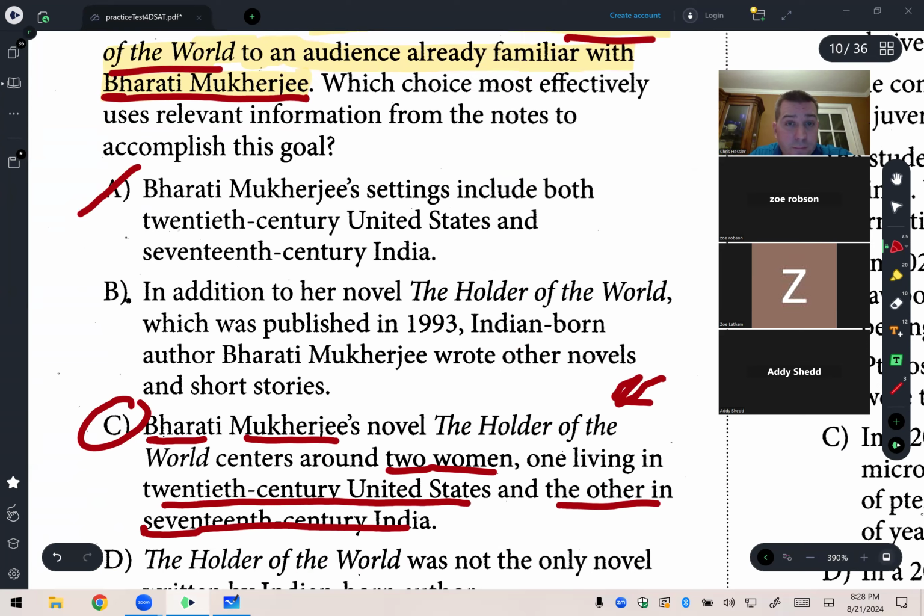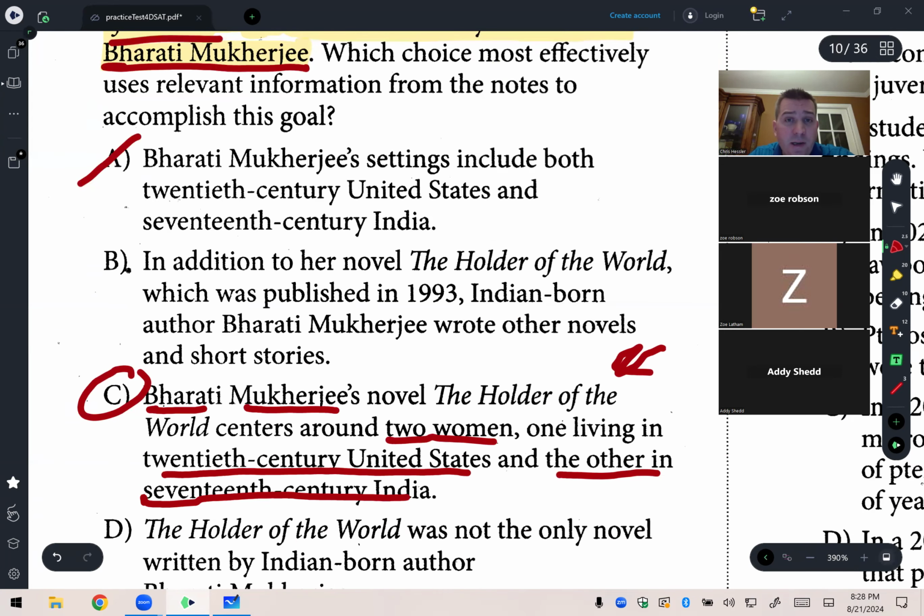All right. B doesn't tell me much about the novel. It doesn't mention those characters. It doesn't mention the United States character or the Indian character.